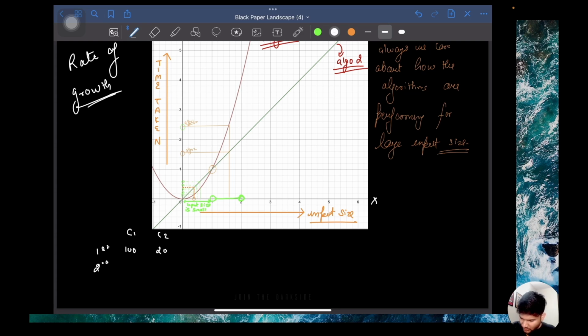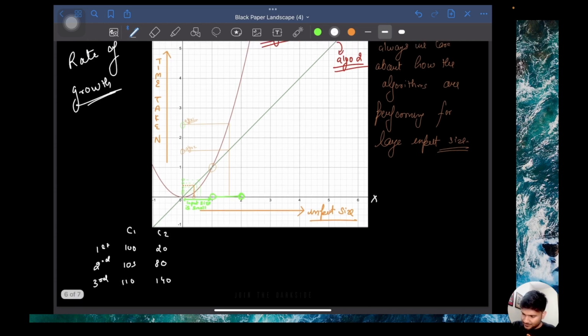In the second quarter, company one made a profit of 105 rupees, but company two made a profit of 80 rupees. In quarter 3, company 1 made a profit of 110 rupees. Company 2 made a profit of 140 rupees. Do you see which is a better company to actually bet on? Company 2 looks better because their profits are increasing by a significant margin. Although till the second quarter it's less than company 1, their profits were increasing at a higher rate.